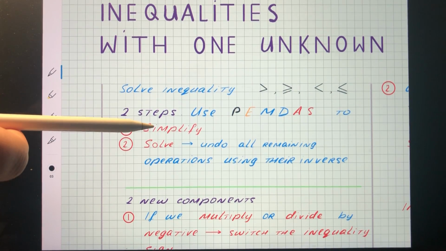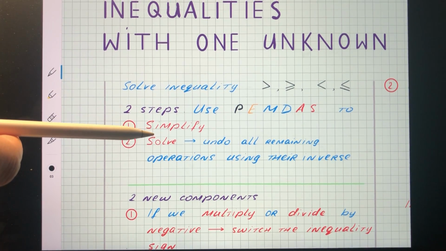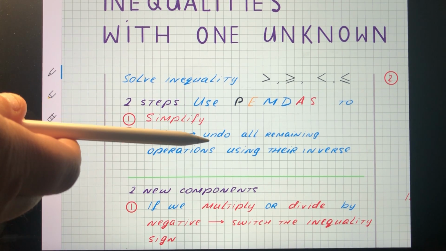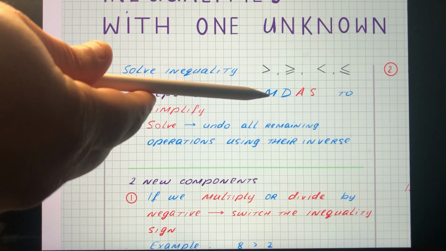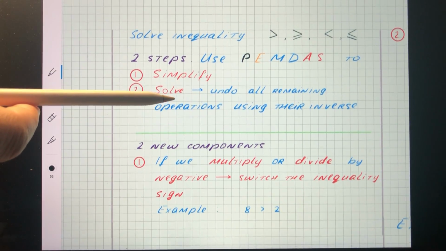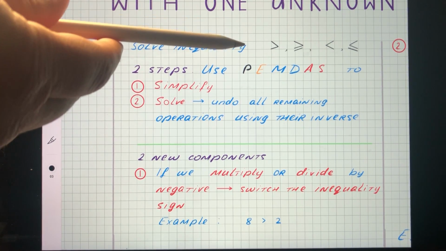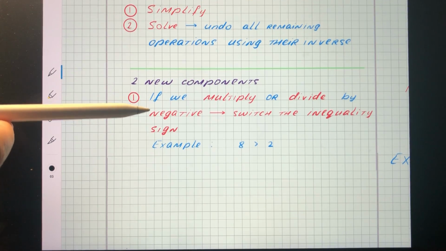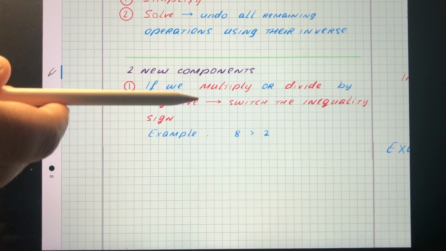The first step is we simplify, following the order of operations, PEMDAS, and then we undo all remaining operations using their inverses, and that would allow us to solve. When we solve, we work our way backwards, starting at the bottom and working up. So there are two new components that will be different for the inequality than for the equation. And the first component is when we multiply or divide both sides of inequality by a negative number, only by negative, we switch the inequality symbol.